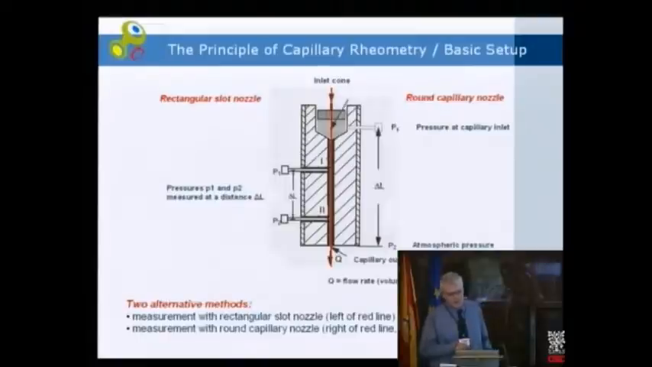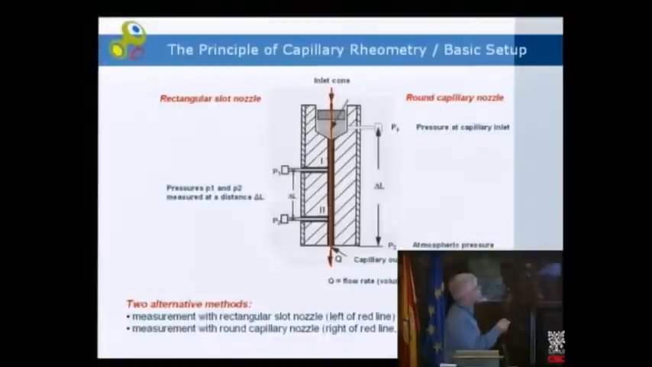So how does this setup for capillary rheometry look like? We have two possible setups. The one is a rectangular slot nozzle. In that case, you have two measuring devices for the pressure in a certain distance, delta L. You have the flow rate of the feedstock through the capillary, which is Q, which is something you measure as a mass per time. And on the right side, you can also do this with a round capillary nozzle.